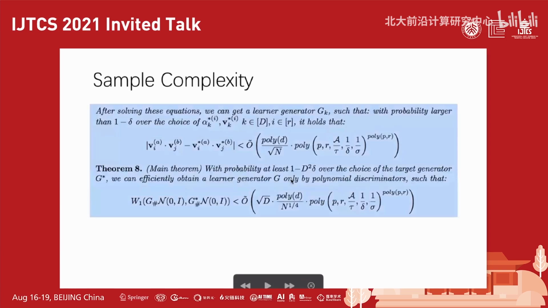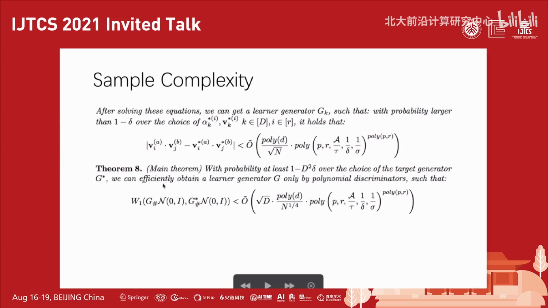Here we finished our talk. From this main theorem, we can say that if we have a polynomial number of data points, and we fit the lower order moments of the target distribution and the generated distribution, then these two distributions are actually close to each other. Not only are their lower order moments close, their higher order moments will also be close. Their Wasserstein distance will also be close.